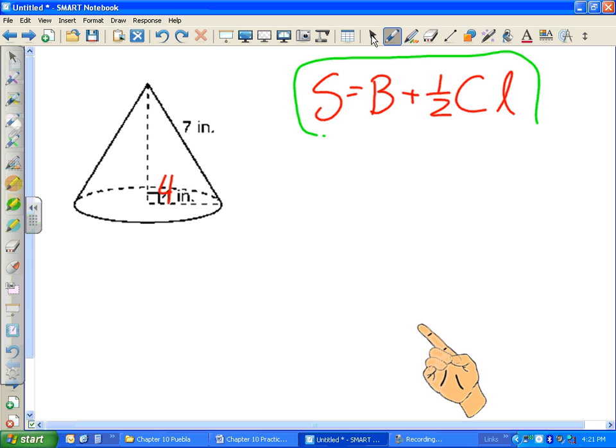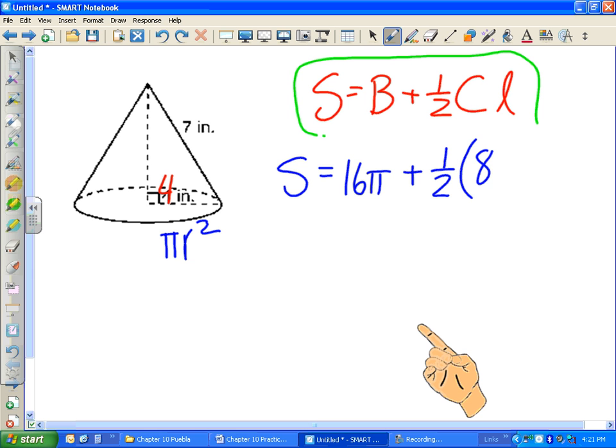So let's use the surface area, which is the outside. Surface area is the base. Base is pi r squared. Remember, that's the area of the circle. So that's going to be 16 pi plus 1/2 times the circumference, which is 2 pi r. 2 pi r is double 4, so that's going to be 8 pi, times the lateral height.